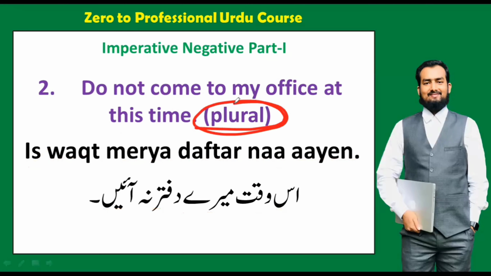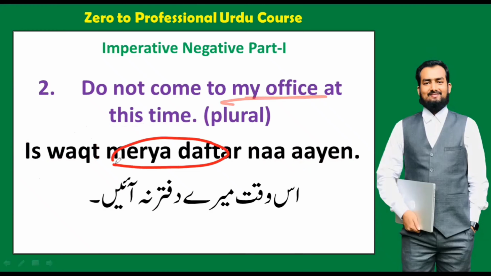And this is plural. This has been used for plural. So do not come, we will say na aaye, or you can say mat aaye as well. Where to my office, mere daftar, at this time is is waqt. At this time is talking about time. So we will say first is waqt, and then mere daftar, na aaye, do not come. Because of plural, we have used aaye. Come actually means ana, but we deleted na from ana and we added a to give the meaning of plural imperative, and because of na it becomes negative.